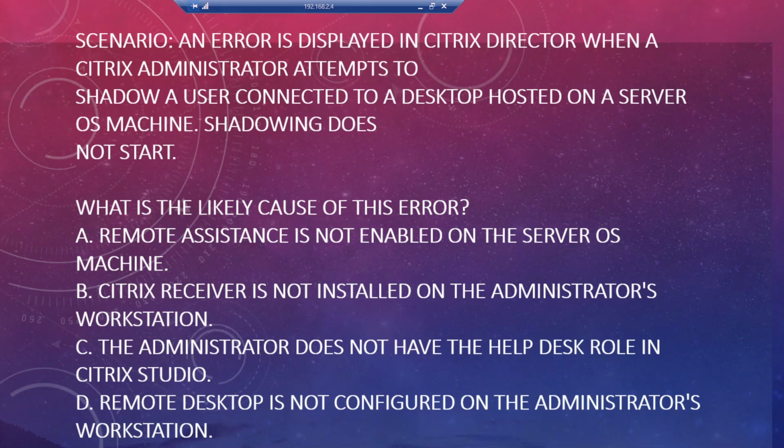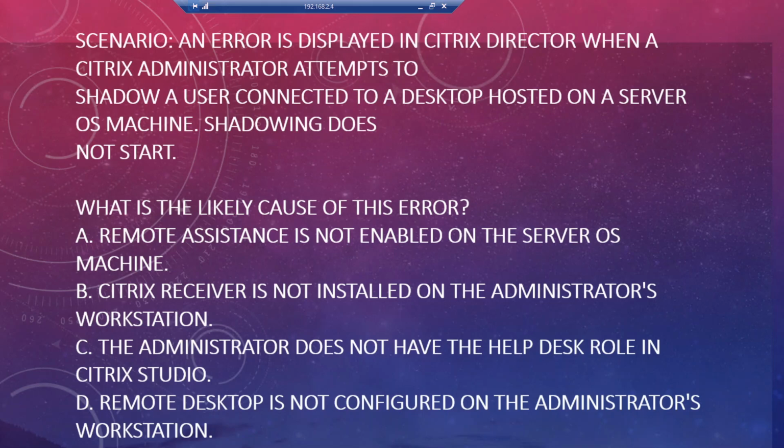So this Citrix administrator is trying to shadow a user session, but for whatever reason, the administrator is not able to do it and is getting an error message. It says an error is displayed in Citrix Director when a Citrix administrator attempts to shadow a user connected to a desktop hosted on a server OS machine. So the shadowing is not happening. What could be the cause of this error? What could be the root cause? Why is the Citrix administrator not able to shadow the user's session?